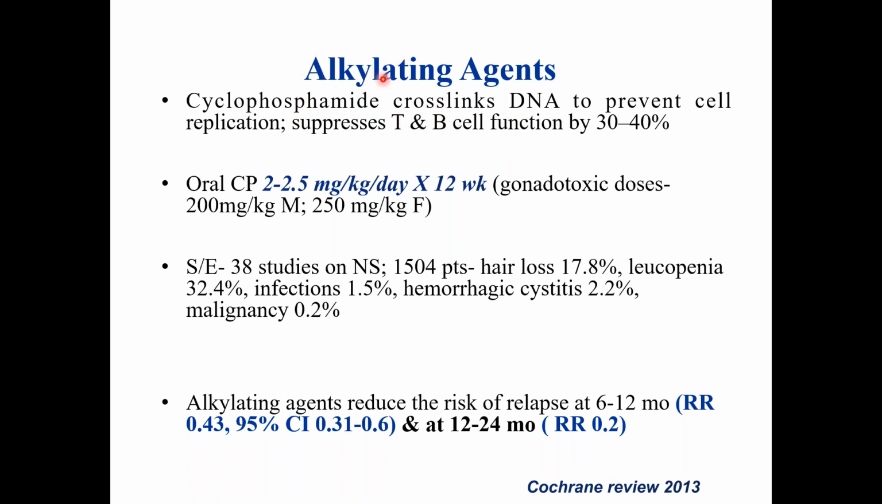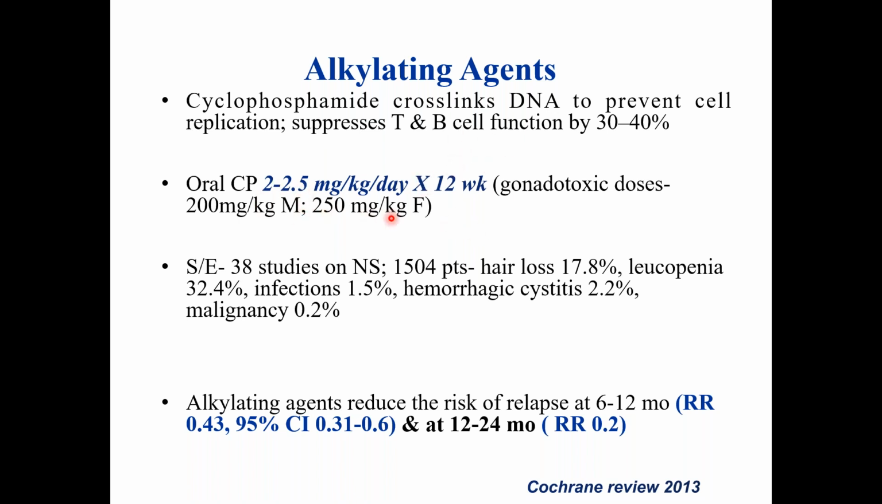But cyclophosphamide usually works only in children beyond the age of 6 years. So in children less than 6 years, you will probably have to continue with alternate day steroids. In children beyond 6 years of age, you can use cyclophosphamide. It suppresses both T and B cell function by almost 30 to 40%. The dose of oral cyclophosphamide is around 2 to 2.5 milligram per kg per day, and we give it for a period of 12 weeks.